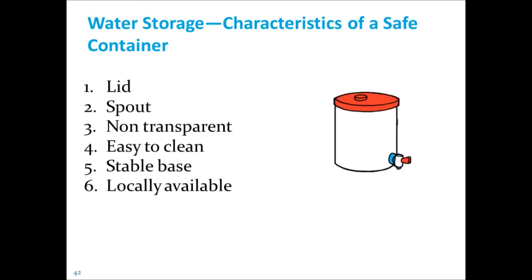So what are the key characteristics of a safe container? Well, one, you can see quite clearly it's got a lid. The lid here is to stop people and animals and bugs and things getting into our purified water. Following that, we have a spout to pour the water easily from. That way, people do not have to open the top or enter into the top and contaminate the water in order to remove it.